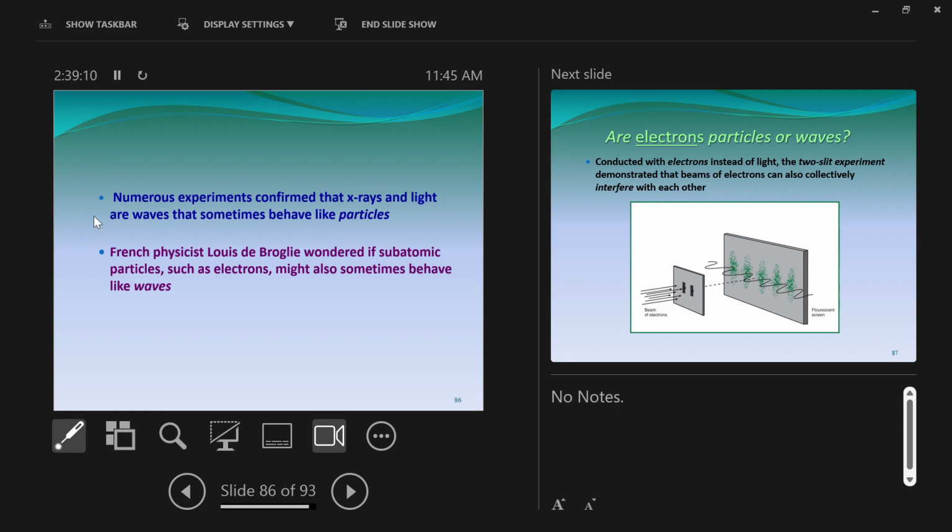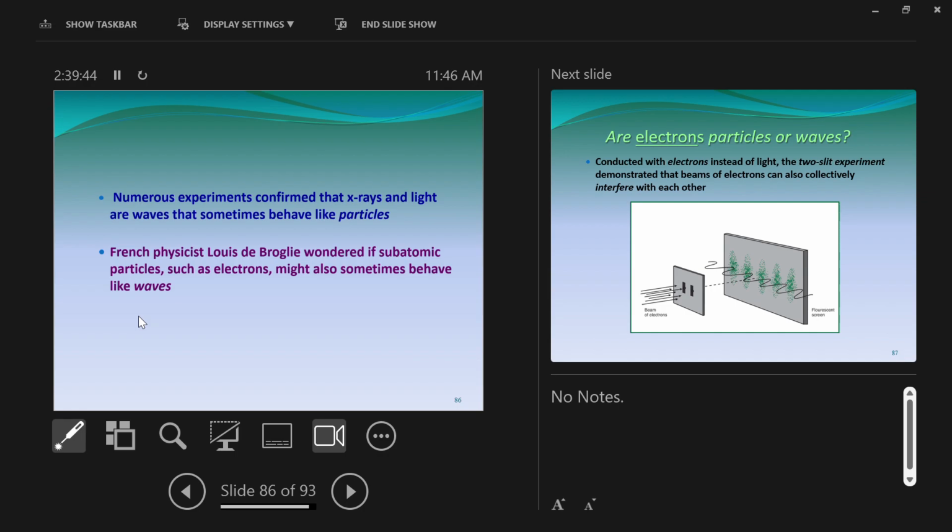Okay. In fact, it goes even deeper than that. Particles are not particles. The particles that we were talking about, electrons, protons, neutrons, are not particles. They are waves, okay? A French physicist, Louis de Broglie, wondered if subatomic particles like electrons behaved like that too. And so he shows some fancy math that says, yeah, electrons should behave like waves. Okay, he explained the wave-like behavior of electrons.